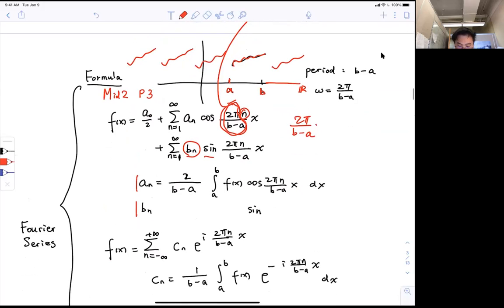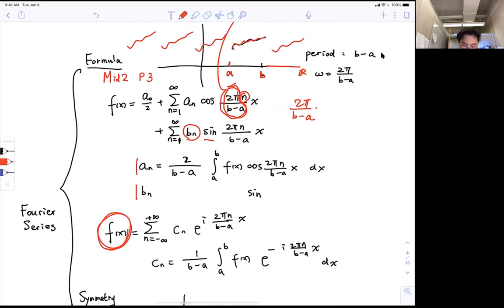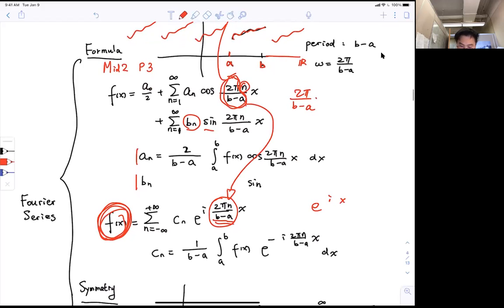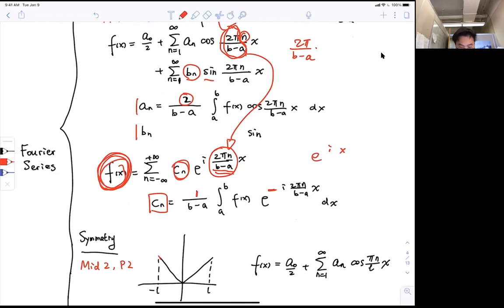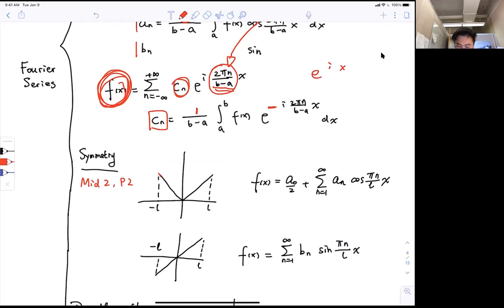Of course, you can expand this function in general in terms of the complex exponential, e to the i n x. Similarly, the coefficient is the same as what we have in the cosine and the sine, and the expression for the coefficients is a little bit different. First, we have a factor 2 in the a_n and b_n, while here there's no factor 2. And also there's a minus sign.